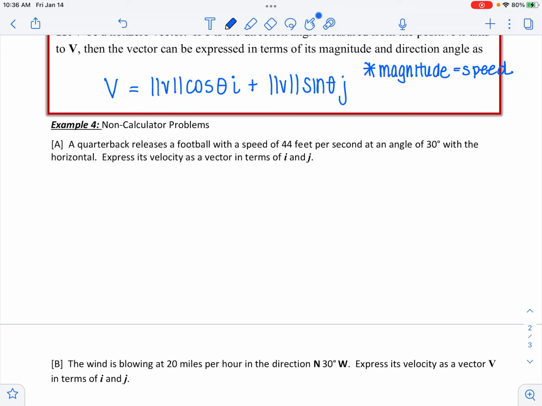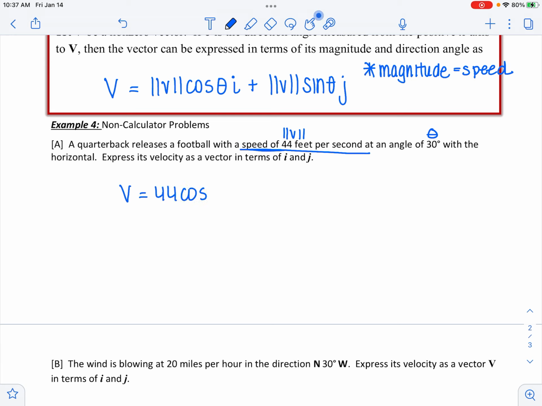All right, so a quarterback releases a football with a speed of 44 feet per second. So speed is another word for magnitude, right? So this is your magnitude. And an angle of 30 degrees, so that is theta. With the horizontal, angle of 30 degrees with the horizontal, so that is telling us it's theta. If it was at the vertical, then we would have to figure out what theta is. Express its velocity as a vector in terms of I and J.